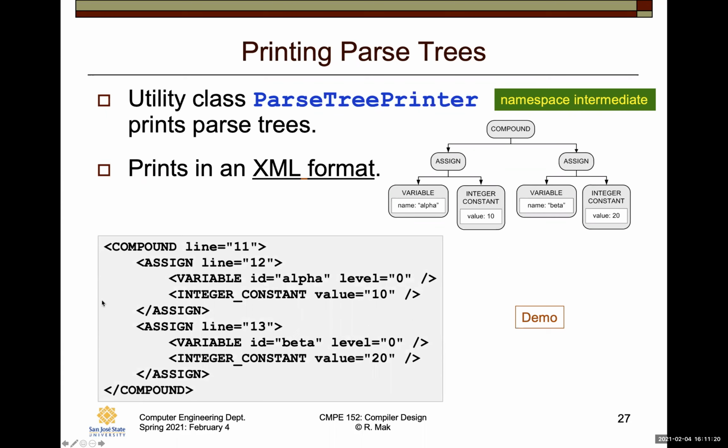Okay, so you can see this compound is made up of 2 assigns, and each assign has a variable and a constant, variable and a constant, and so forth. So this is how I will print out a parse tree. Okay, so let me show you.